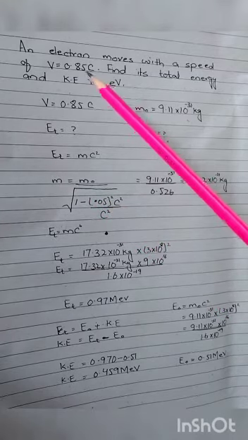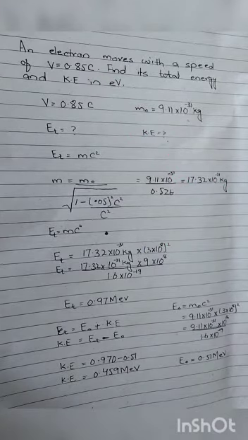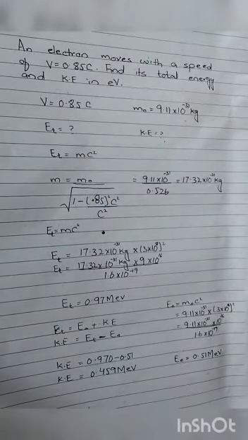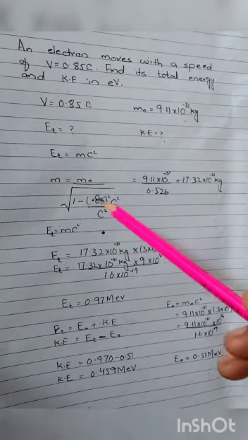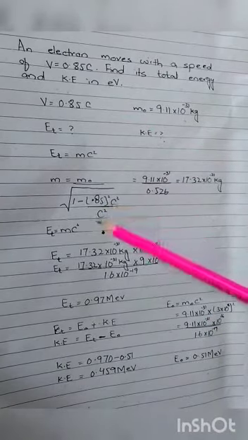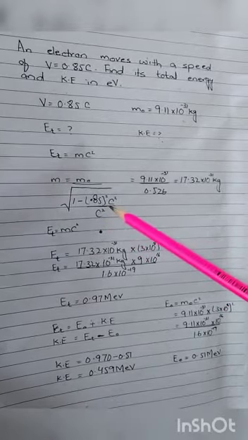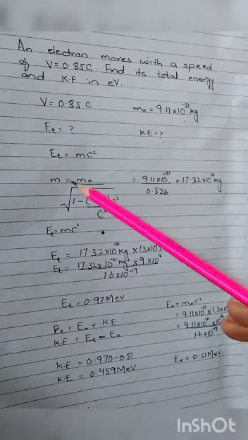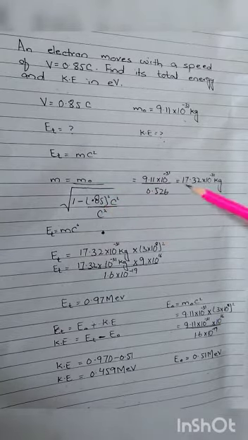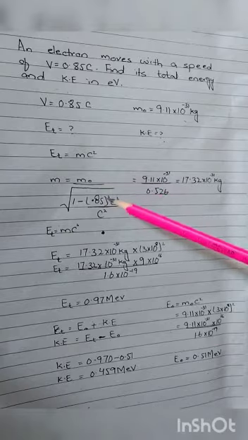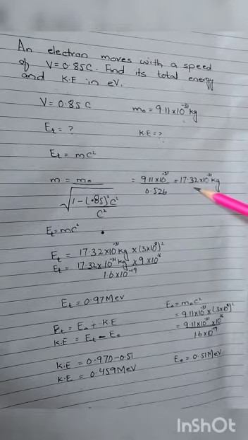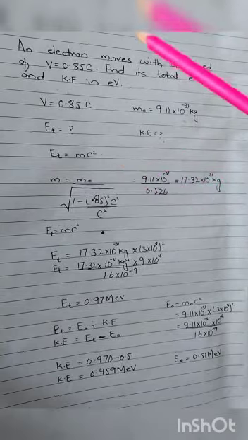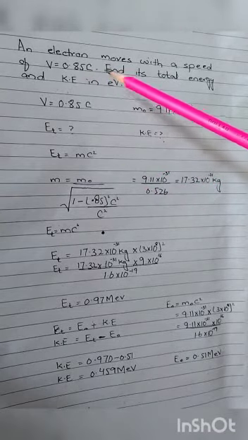Here you have the value of v, 0.8, but in the formula you have v square, so you take the square of this value along with c square divided by c square. This c square cancels with this one, so you have 1 minus 0.8 square. By solving the values, you get the relativistic mass m is equal to 17.32 into 10 power minus 31 kg. You know the rest mass. By putting all these values, you get this relativistic mass associated with the electron when it moves with speed 0.8 times the speed of light.